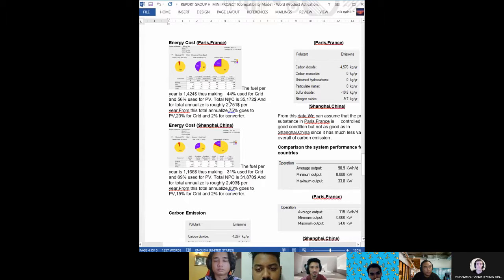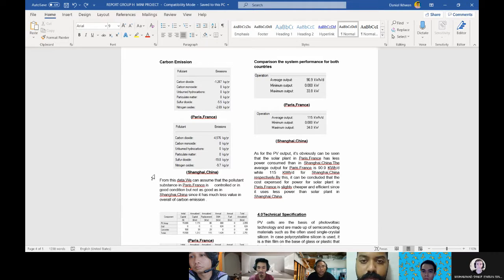The total NPC for Paris is $35,172, and the total annualized is roughly $2,751 per year. For China, the total NPC is $31,870, and the total annualized is roughly $2,493 per year. Now we look at the carbon emission.